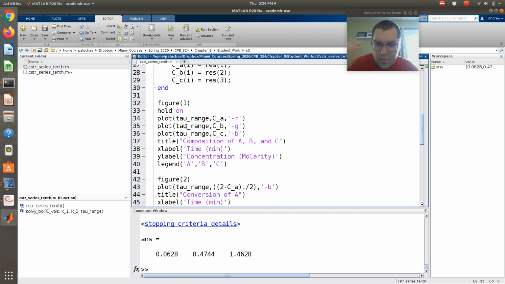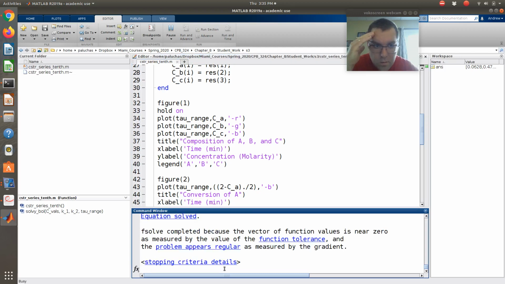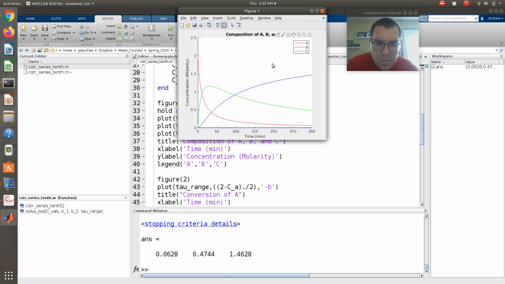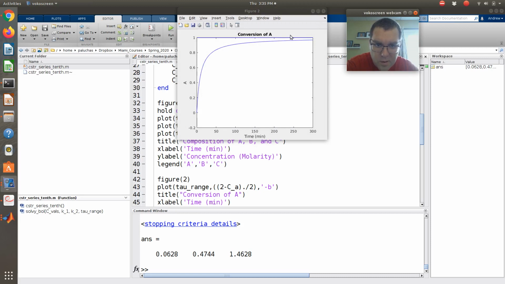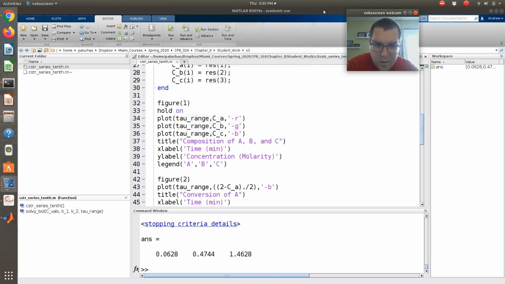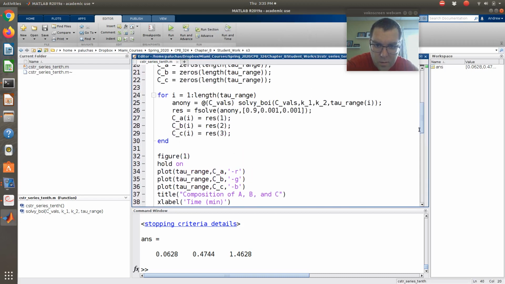No figure windows open because I plot tau versus CA, tau versus CB, tau versus CC. That's red, green, blue, and they came up as red, green, blue. Your title, your X label and Y label, then legend ABC. And then you have this here. What is this? Okay, let me see. Is there something I'm missing? It's also up here on your conversion of A. What am I missing?